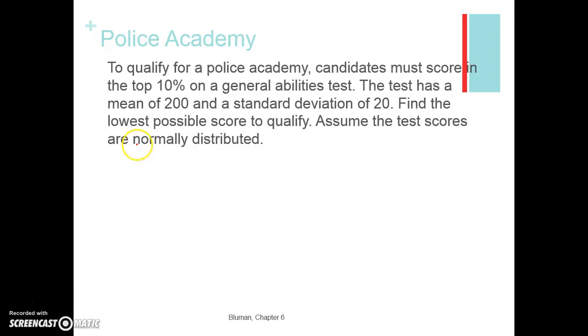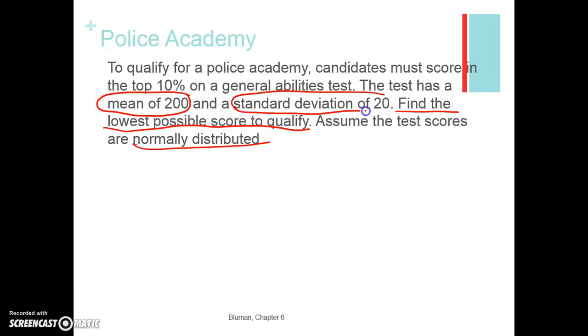Okay, so we know it's normal. But what are they asking us to do? Find the lowest possible score to qualify. So I need a score, and a score in this case is an X value. They tell us that the mean is 200, so that's important. Standard deviation is 20. And we know that the candidate must score in the top 10%. Okay, if it's the top 10%, that should be on the right side of the graph.